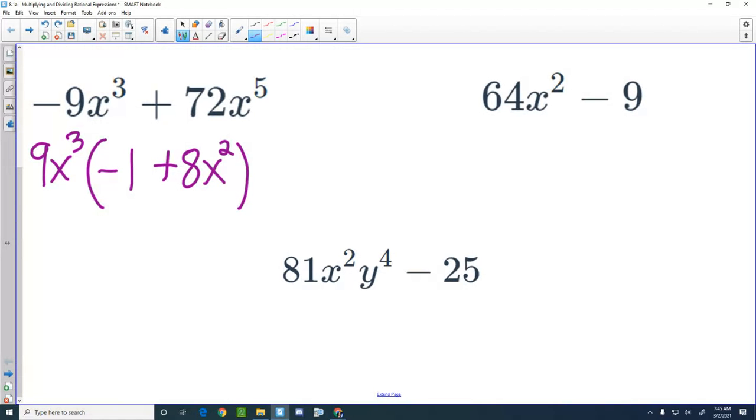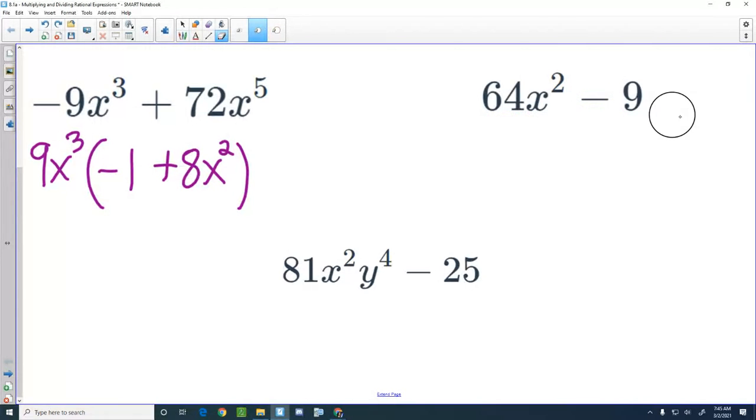All right, how about this fourth one? 64x squared minus 9. Is there a common factor that I can divide out of both of those terms? Nope. How about difference of squares? Are those both perfect squares? Yeah, it looks a little different because there's a 64 and an x squared on the left, but aren't both of those perfect squares as well? 64 is a perfect square, and x squared is a perfect square, and 9 is a perfect square, and it's subtraction. So when you see that right away, you should think difference of squares, or difference of perfect squares.